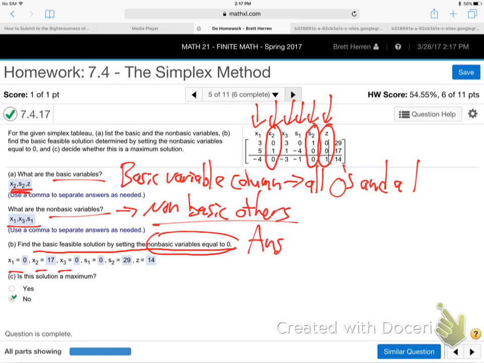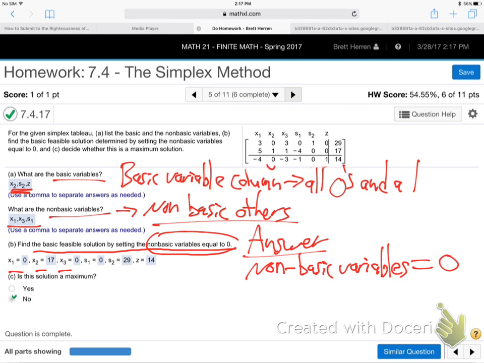The answer is the following. Here's how you read the answer to the final tableau, the final matrix. The non-basic variables equal zero. That's what it means. Any column that is not basic, meaning not all zeros and a one, that answer is just zero for that letter.